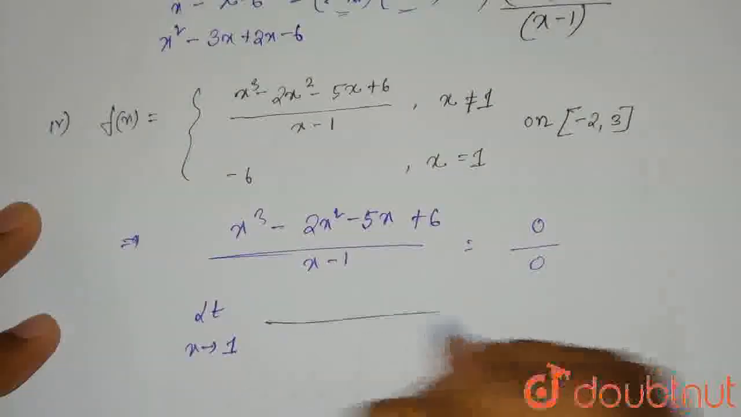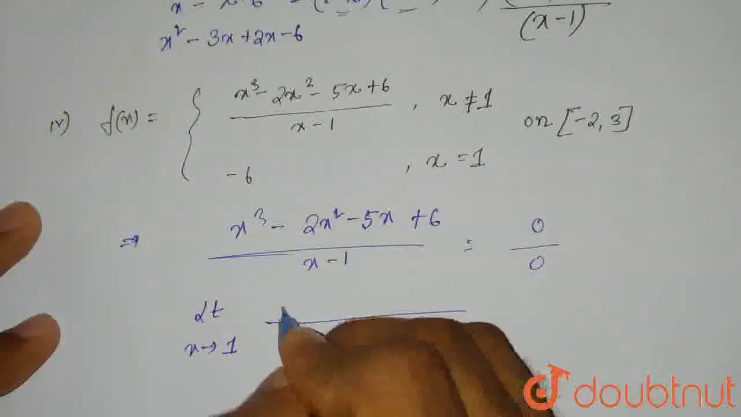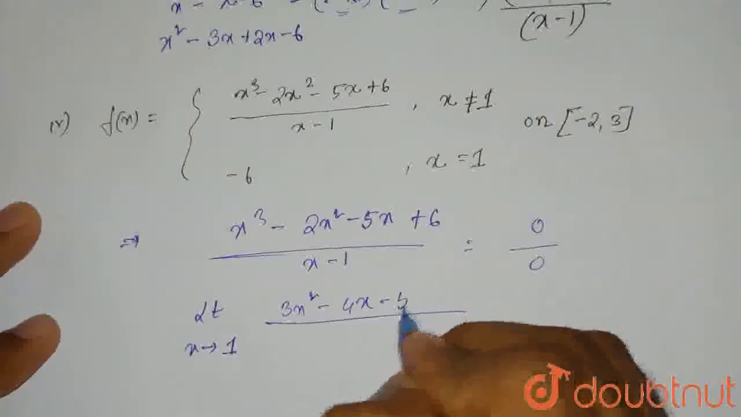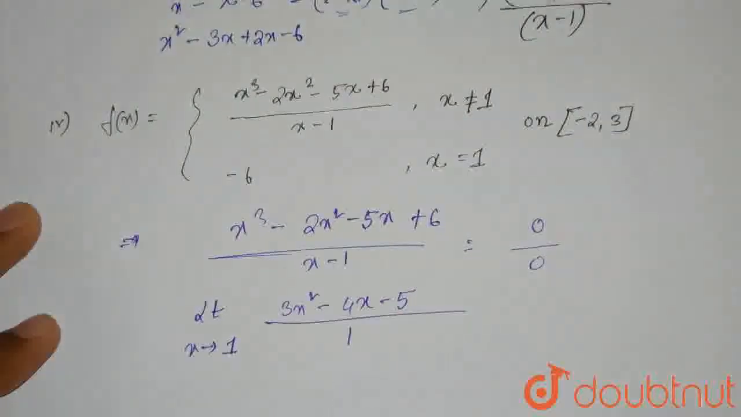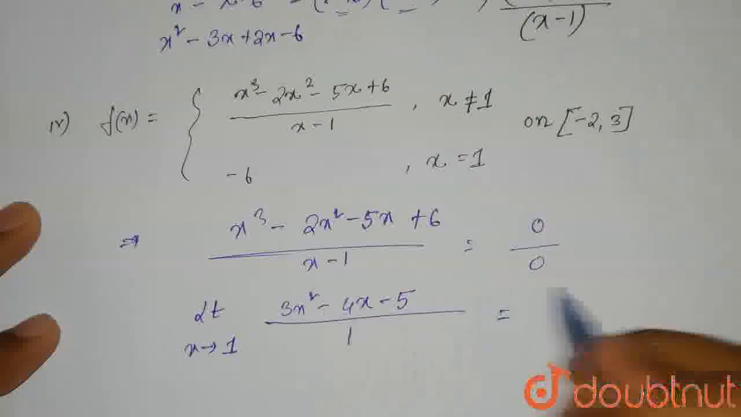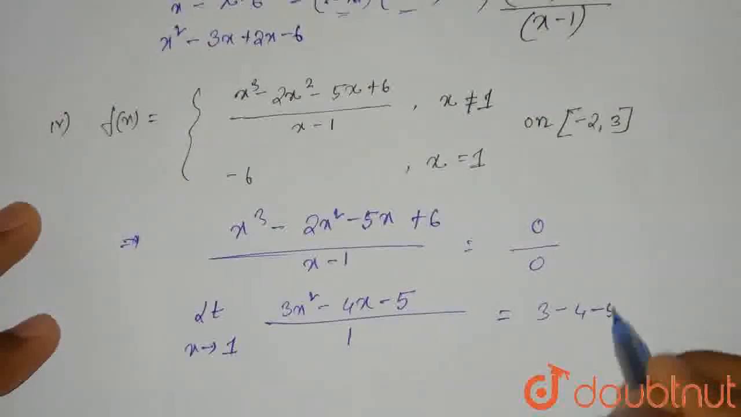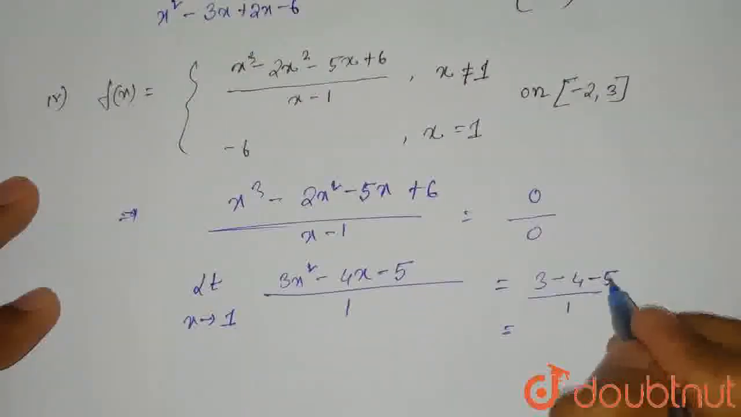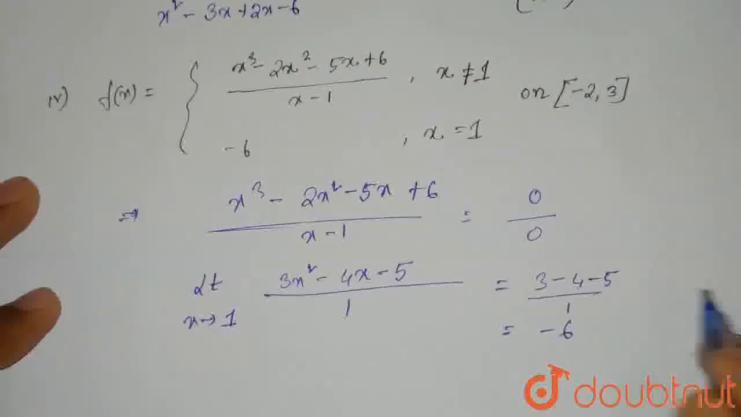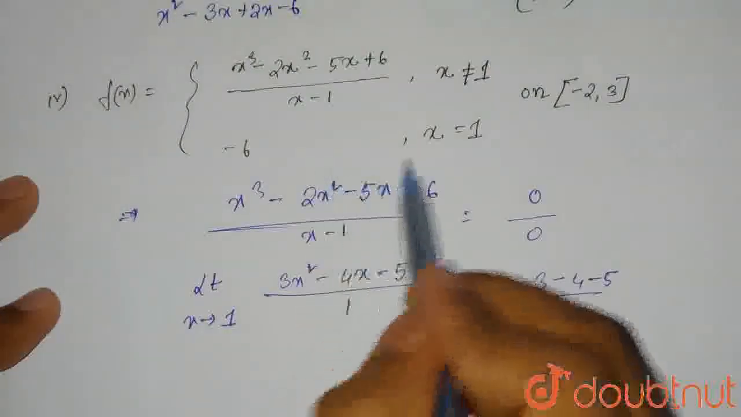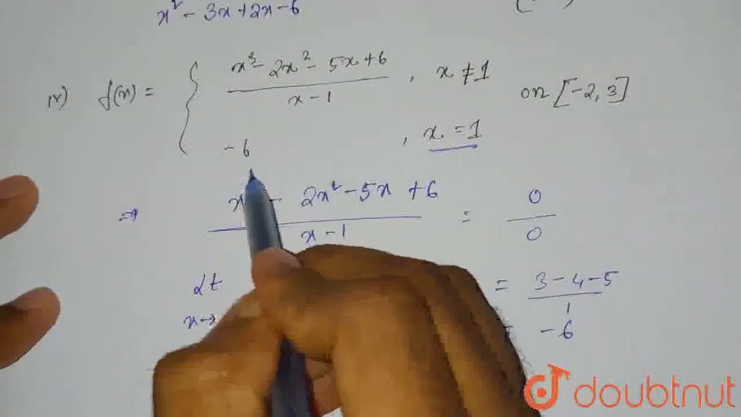So if we differentiate the numerator, it will be equal to 3x square minus 4x minus 5 divided by 1, the derivative of the denominator. Now for x equals 1, if we put the value, it will become 3 minus 4 minus 5 divided by 1, which is minus 4 minus 5, minus 9 plus 3, which is minus 6. Now we can see whenever x tends to 1, it becomes 6, and it is also given that at x equals 1, it is 6.